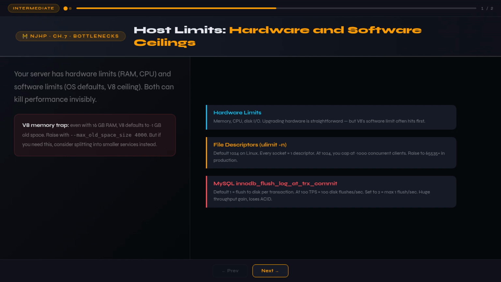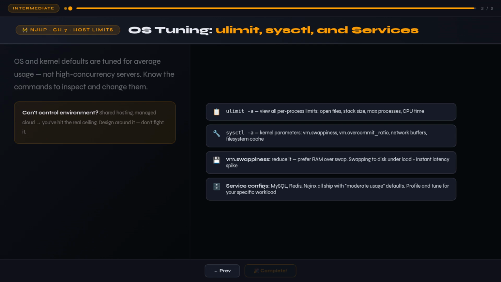You can also tune kernel parameters using the sysctl command. Key parameters include vm.swappiness, how aggressively the OS uses swap, vm.overcommit_ratio, and many others. Services like MySQL also have hidden performance traps. For example, innodb_flush_log_at_trx_commit defaults to 1, which means every transaction flushes to disk. At 100 transactions per second, that's 100 disk flushes per second. Setting it to 2 reduces this to at most 1 flush per second, dramatically improving write throughput at the cost of ACID compliance. Let's go deeper on the specific settings that matter for a production Node.js server.